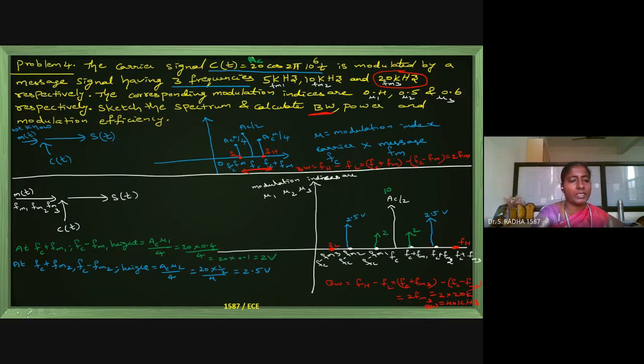I have calculated the heights. Now I am going to the next one, at FC plus FM3 and then FC minus FM3, height equal to AC mu3 by 4. So AC value 20, mu3 value given in the question 0.6, divided by 4. If you cancel 20 by 4, it is 5. 5 into 0.6 is 3 volts. So I will put 3 volts here and then FH also I will give 3 volts here.